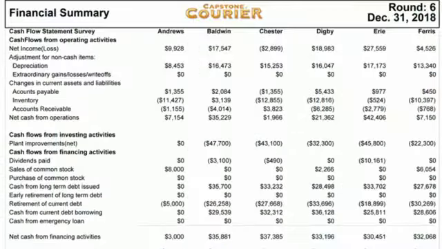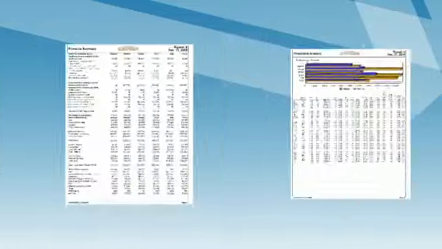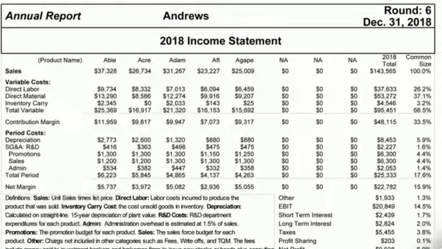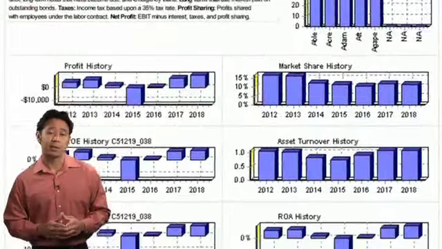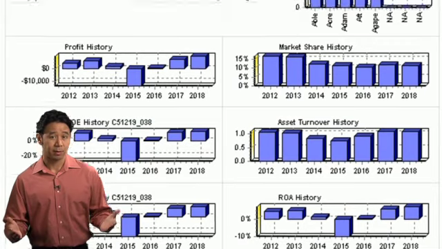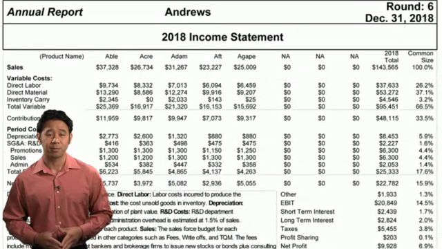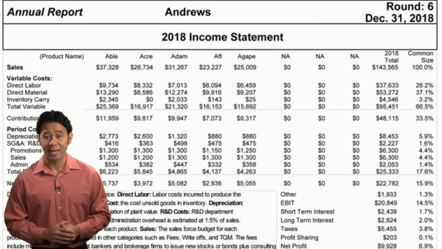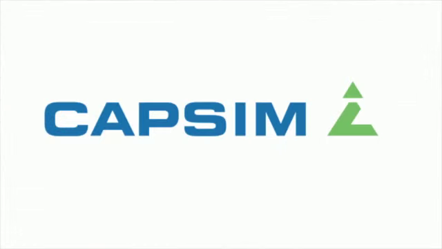The financial summary displays highlights from each company's annual reports, including net investments in plant improvements. These investments are reflected on the production analysis as capacity and automation next round. You will also have access to an in-depth annual report specific to your company. The report includes a cash flow statement, a balance sheet, and an income statement. Tracing the numbers through your income statement is a great way to identify sources of financial problems and to see success. Good luck.